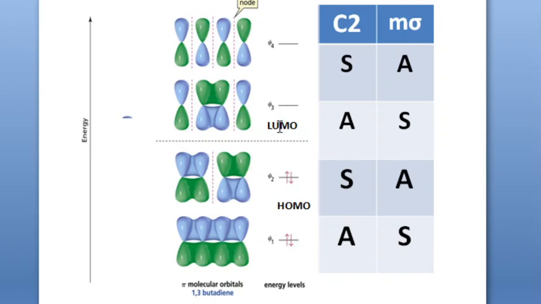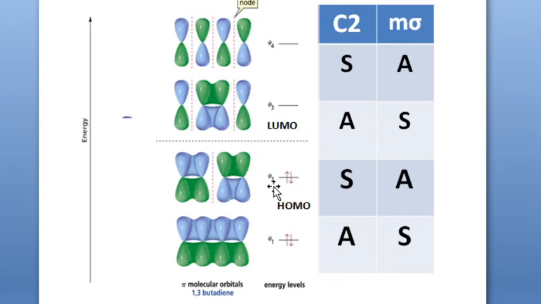So psi 3 with 0 electrons, and psi 4 also with 0 electrons. So the lowest unoccupied molecular orbital is psi 3. Lowest in terms of what? Energy. Lowest in terms of energy. The lowest unoccupied molecular orbital is psi 3, and the highest occupied molecular orbital is psi 2. The name itself suggests highest in terms of energy, occupied means having electrons, molecular orbitals.